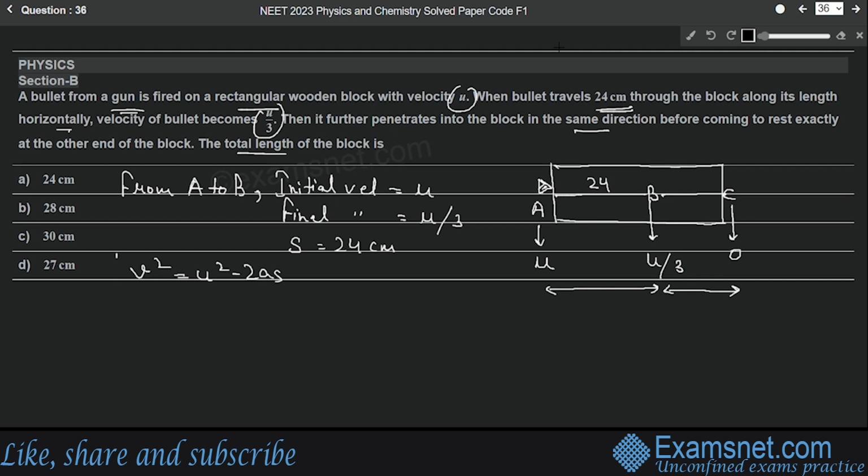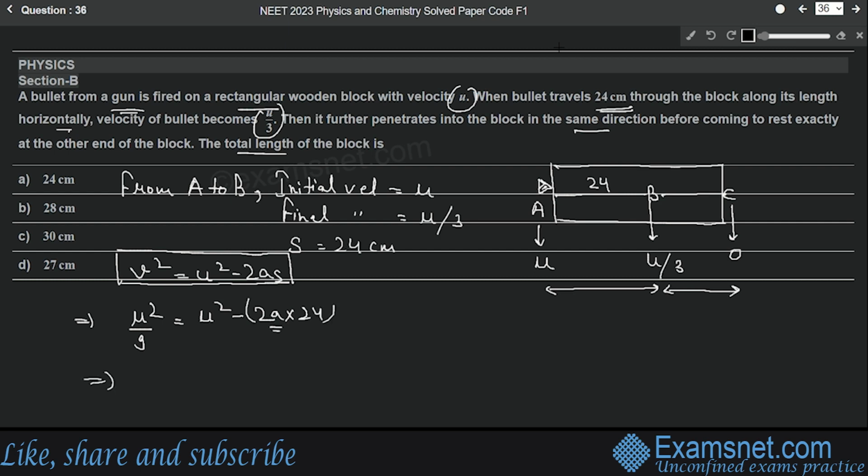Generally we write v square equals u square plus 2as, but here since the velocity of the bullet is decreasing due to opposition from the block, there is retardation. And in case of retardation, we put a minus sign. So let's put the values here. v is u by 3, so v square will be u square by 9. This side we have u square minus 2a into s, which is 24 centimeter.